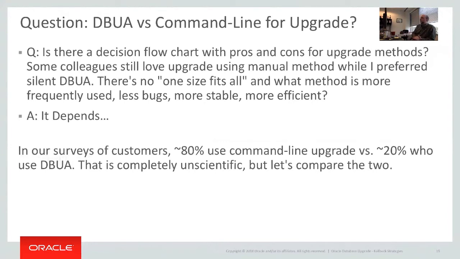Now, the first question is about DBUA versus command line for upgrade, asking whether there's a decision flow chart with pros and cons for the upgrade methods. I'm going to take this to mean the upgrade methods being DBUA versus command line. We do have white papers about how to choose the right upgrade method, which also address things like data pump, transportable tablespaces, in addition to command line upgrade and DBUA. But since the question came in looking like it was talking about just those two upgrade methods, we'll focus on that.